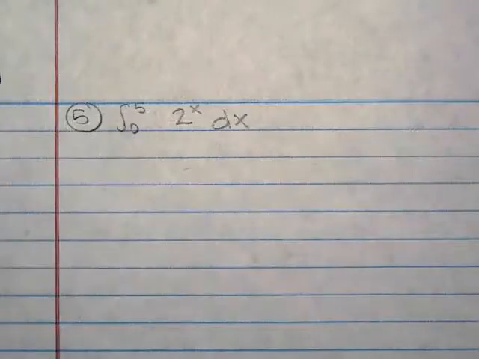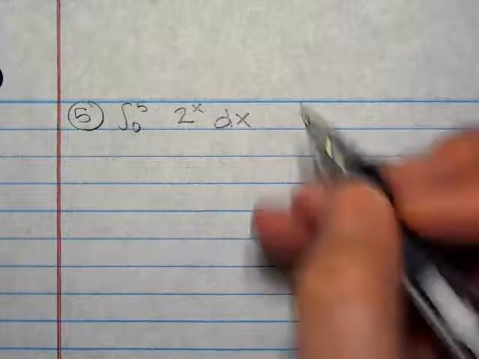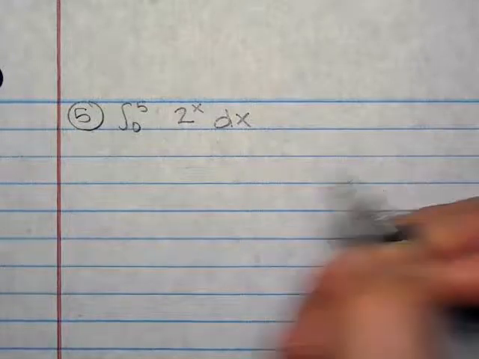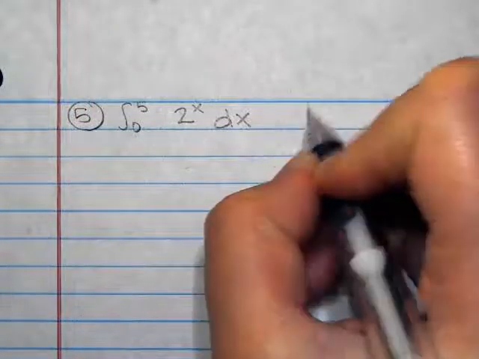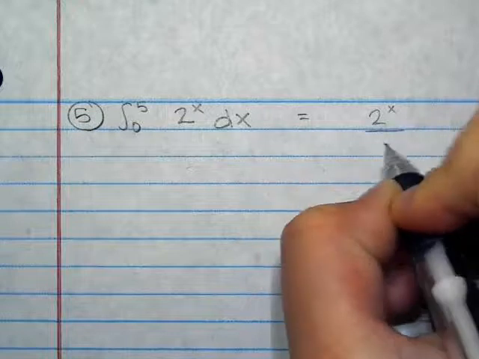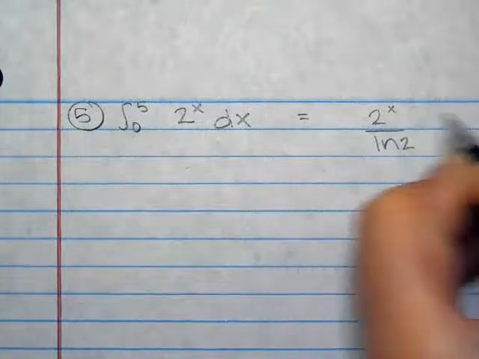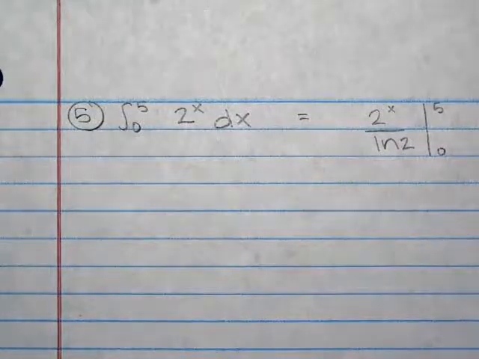Okay, so when I integrate something in the form of a to the x, what's the antiderivative of a to the x? Yeah, it's a to the x over ln a. So this is going to be 2 to the x over ln 2. And then we're evaluating it from 0 to 5.